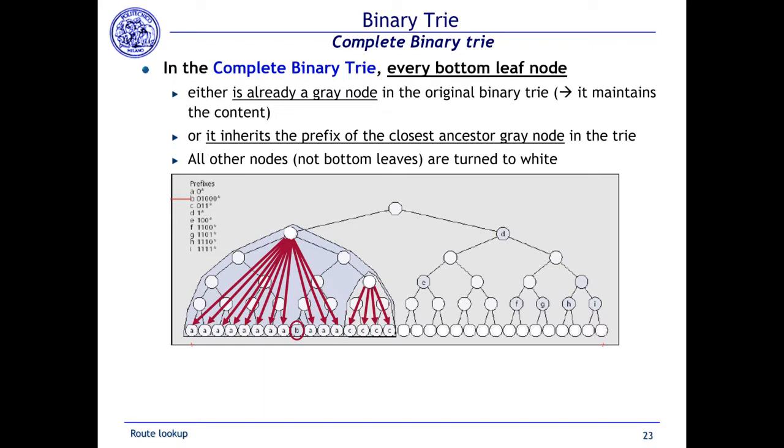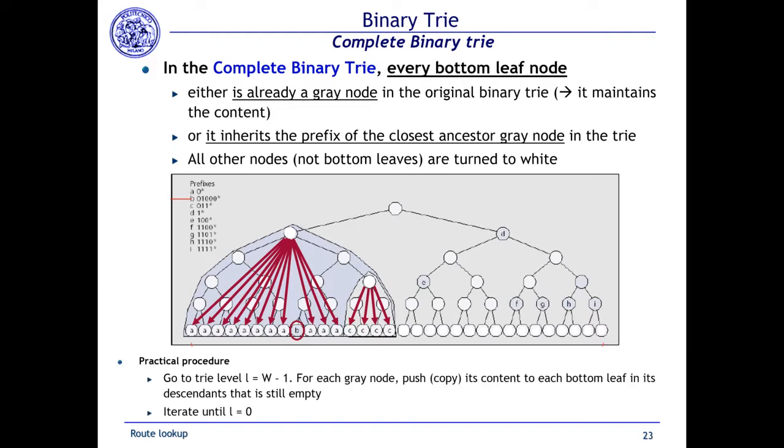All the other nodes, once we have done this operation that is also called leaf pushing, will be turned into 1. Okay. There is an equivalent way to define this procedure that is a little bit more practical.